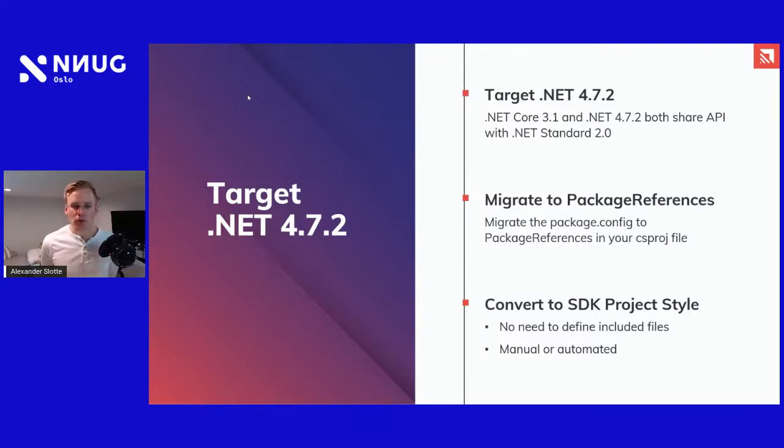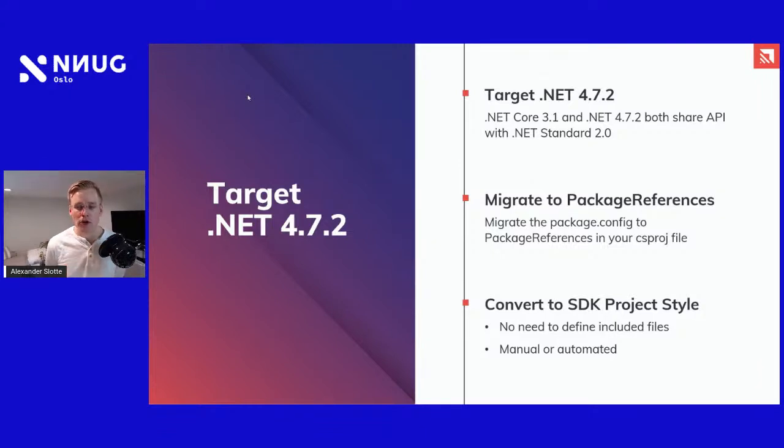All right, so 4.7.2 here. You want to go to 4.7.2, and we went from 4.6.2 to 4.7.2. The reason is that you get a lot of shared functionality with .NET Core. Not everything, but a lot of shared stuff. Once you've done that, you then want to migrate your packages, so your packages.config, to package references in your csproj file. This part can be automated. There is built-in tooling in Visual Studio to do that; you can just right-click on the project and, I think, convert to package references, and you will get that done directly. So that's a simple step.